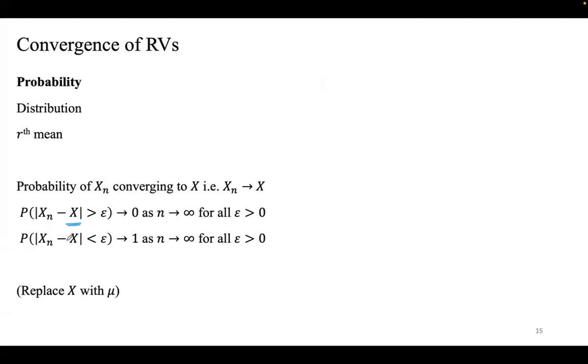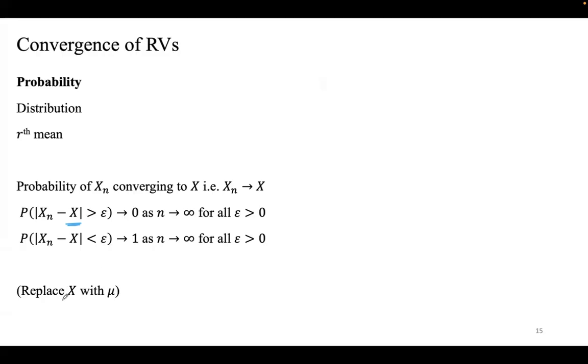Instead, what we want is that this difference should actually be really small. It should be smaller than epsilon also. So if you want this to happen, you want the probability of this to be as close to 1 and the probability of this to be as close to 0. So the modulus of the difference being greater than epsilon, the probability of that approaches 0 as n approaches infinity, as you're taking more and more numbers, and the other way around.